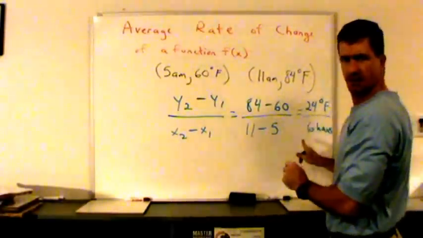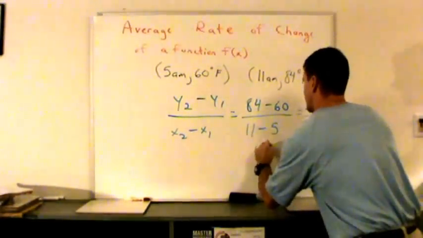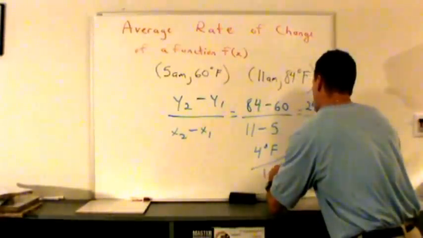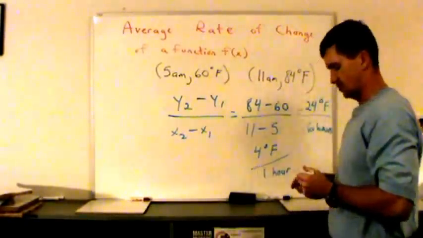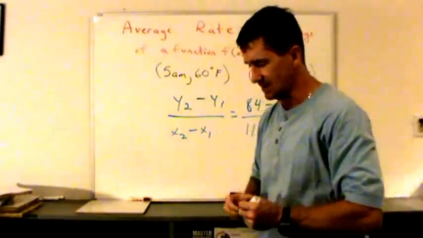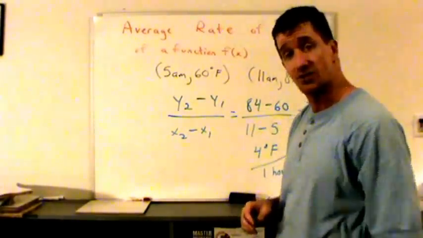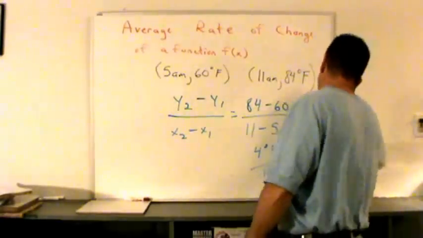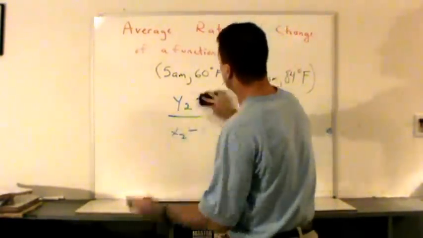We can simplify that, correct? That's 4 degrees Fahrenheit per 1 hour. 4 degrees Fahrenheit per hour. On average, that's how much the temperature changed between these 2 points. Let's do another thing. I'm going to give you the equation of a function.